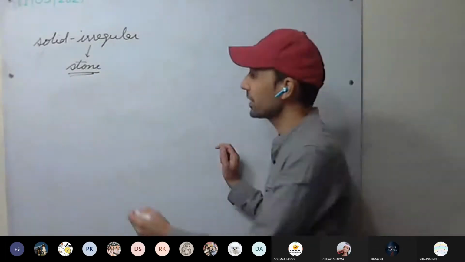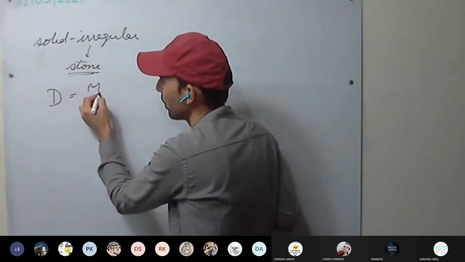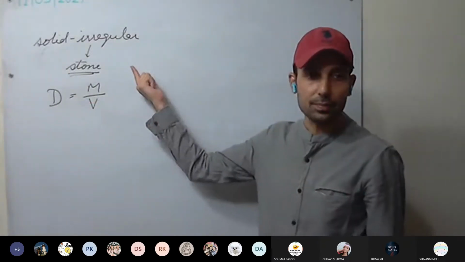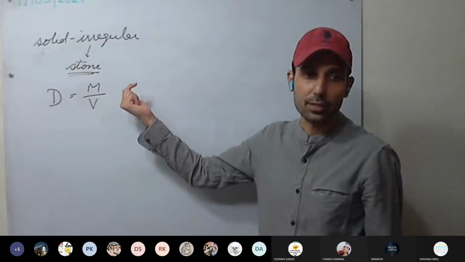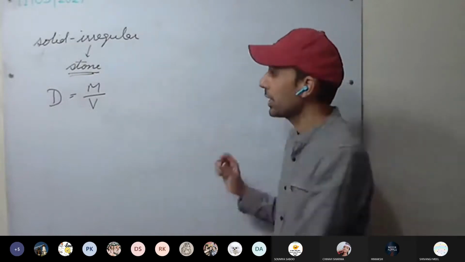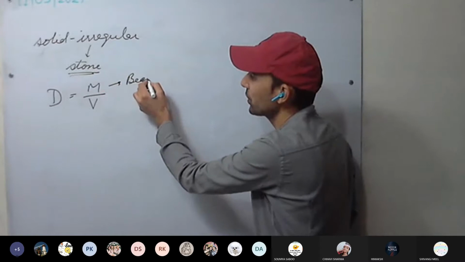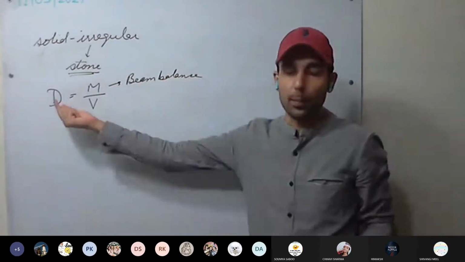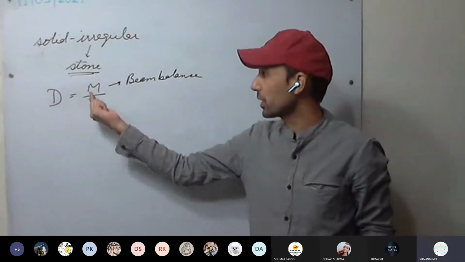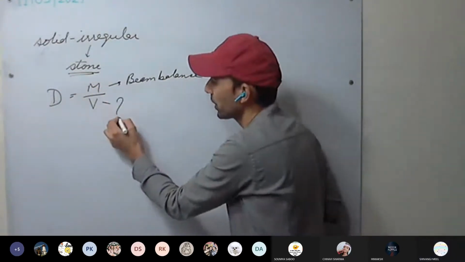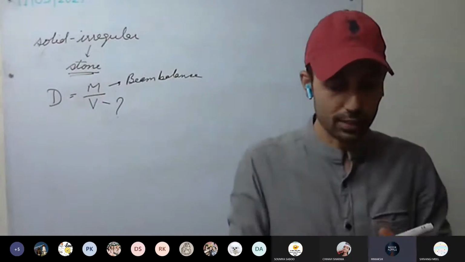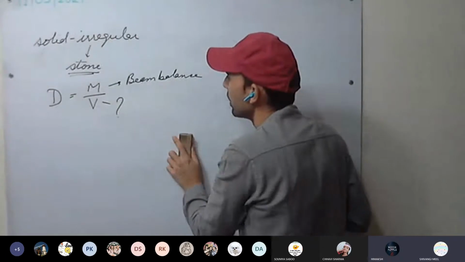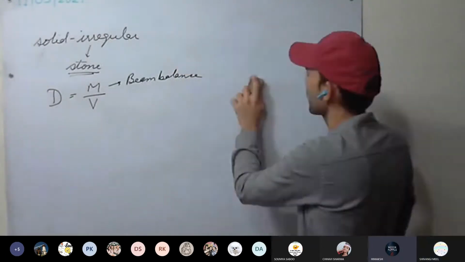To measure the density, we require mass upon volume. Mass we can easily measure using a beam balance. So we have got the mass of the stone. Now the problem is how we can calculate the volume. Sir, can I say? Yes, you can tell. Sir, we will dip the irregular solid in water.